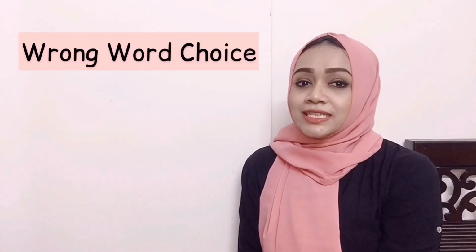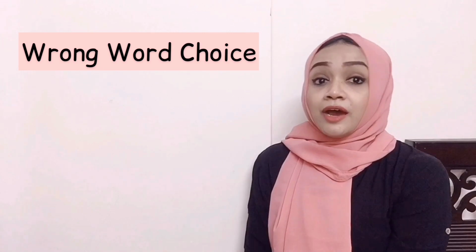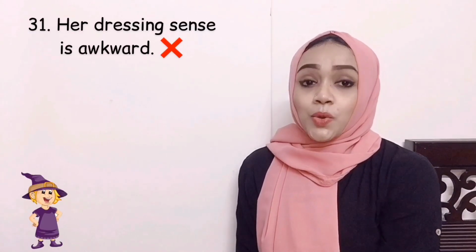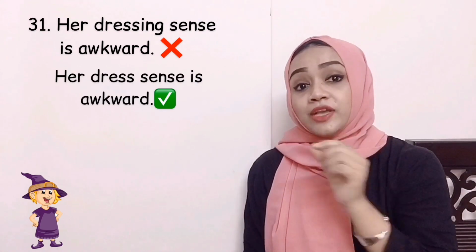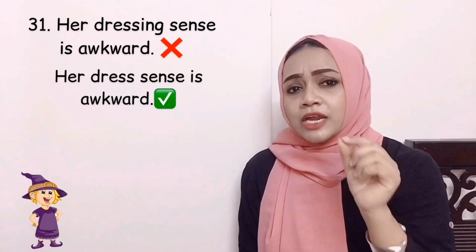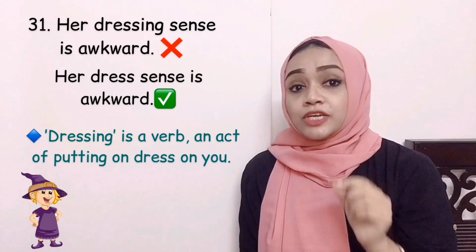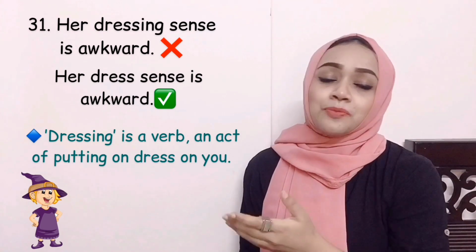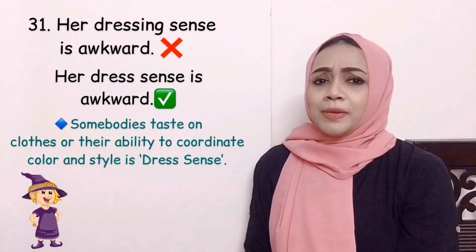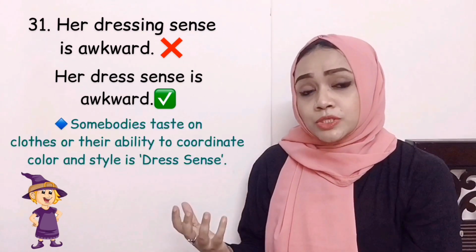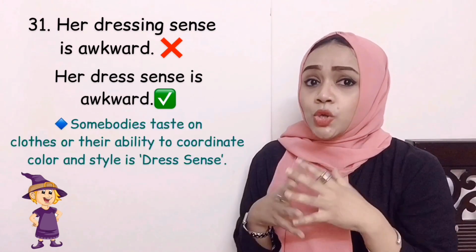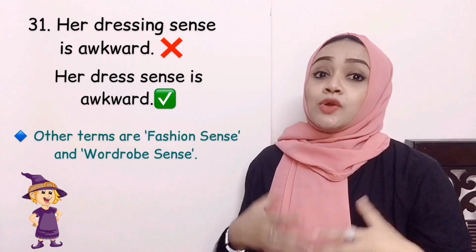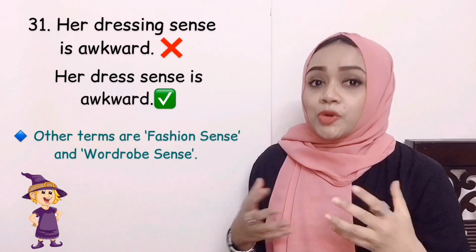Wrong word choice. Let's see what is available here. Her dressing sense is awkward. What's wrong with that sentence? Well, it should be her dress sense is awkward because dressing is a verb. It's an act of putting clothes on you. Thus, the term dressing sense doesn't make any logical sense. But somebody's taste in clothes or their ability to coordinate color and style is dress sense. You can also use fashion sense, wardrobe sense.